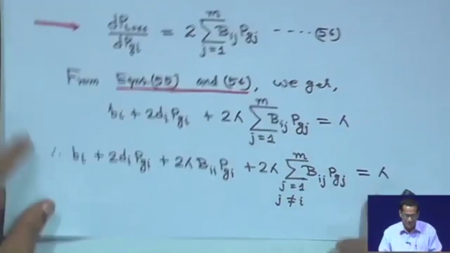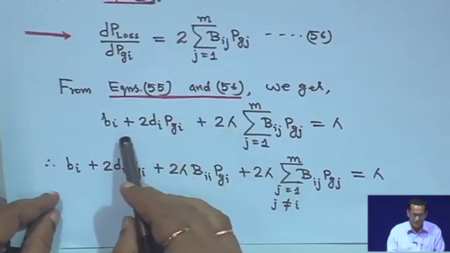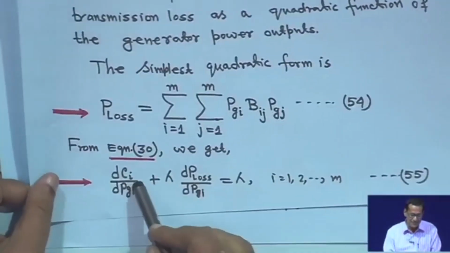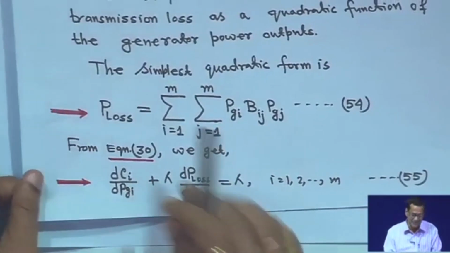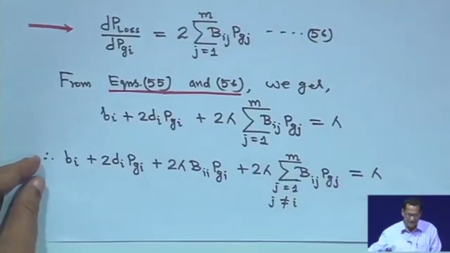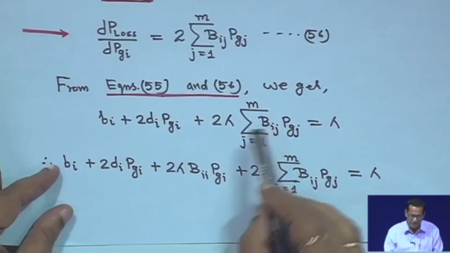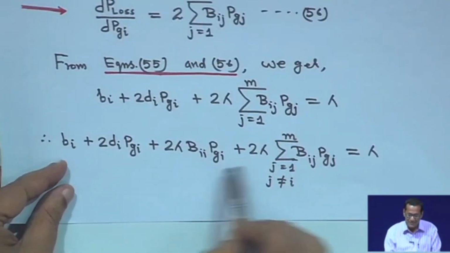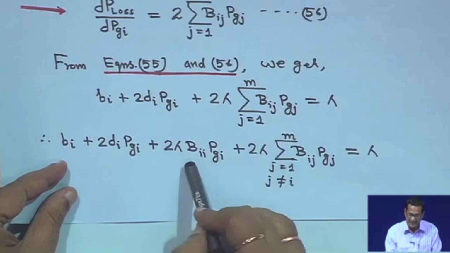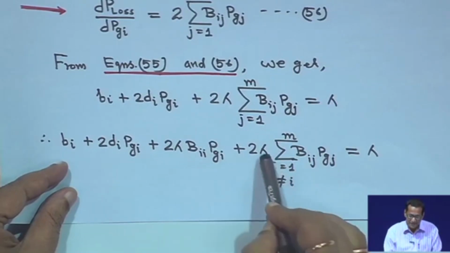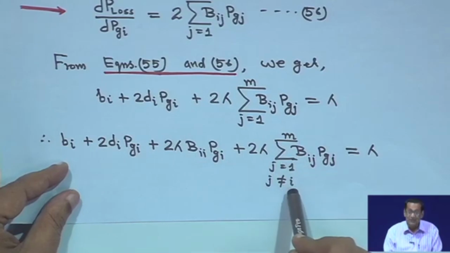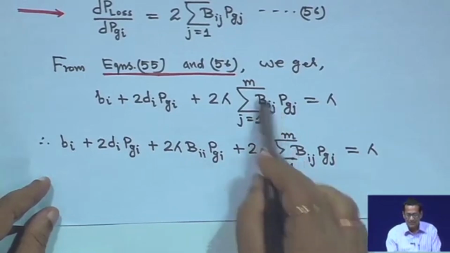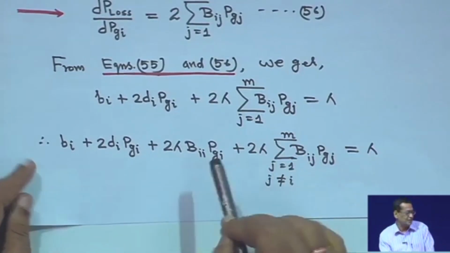If you do so, this equation will become bi + 2 di pgi, because dci upon dpgi is bi + 2 di pgi, this one, right. Then this term is substituted here, after that the ith term is taken out. So, 2 lambda bii pgi, from this summation the ith term is taken out, and that is why it is written, then 2 lambda summation j = 1 to m, j not equal to i, bij pgj, that is equal to lambda. That means, from this summation the ith term is taken out, right.